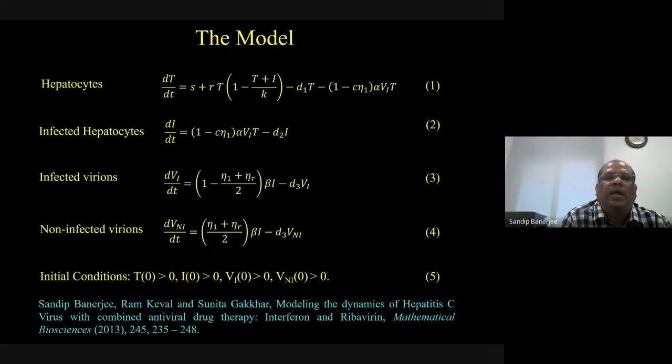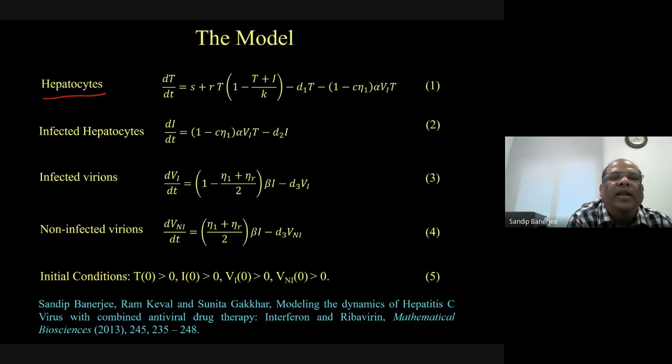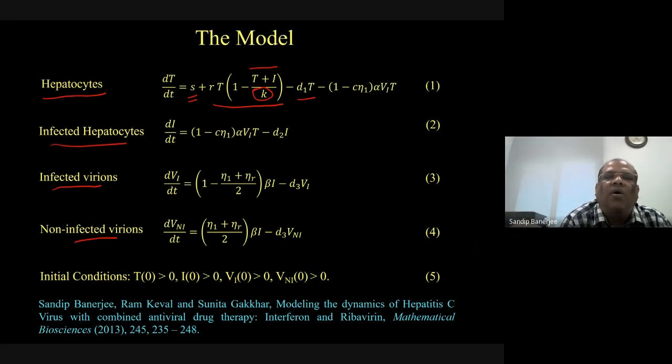Now let me come to the model. The variables are the healthy liver cell, the infected liver cell, the infected virus, and the non-infected virus. The first part is a constant input of healthy liver cells. Next, you have a logistic growth term, and a death term of the cell. Here, why is T plus I put? Because K is the carrying capacity of the liver cells. T is the healthy liver cell, I is the infected liver cell.